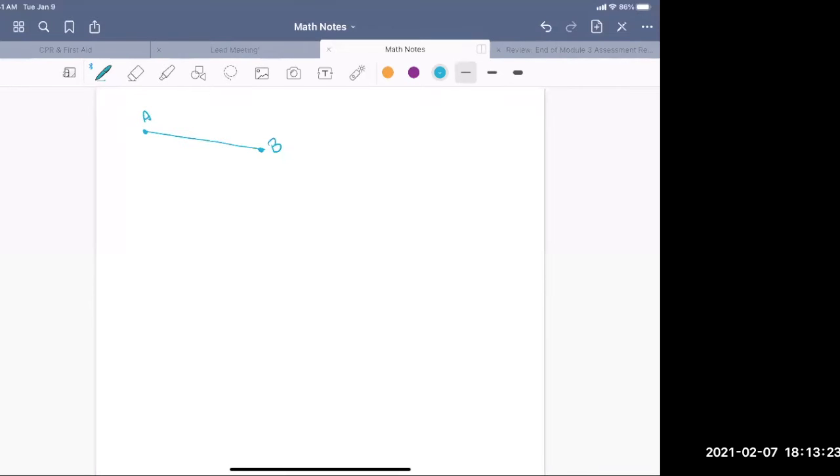So let's identify what we drew using these two endpoints. This line both begins at point A and ends at point B. Those are called endpoints, and endpoints are the points at the end of a line segment. So from A to B is a line segment. Segment just means part of something, so a line segment is just part of a line.